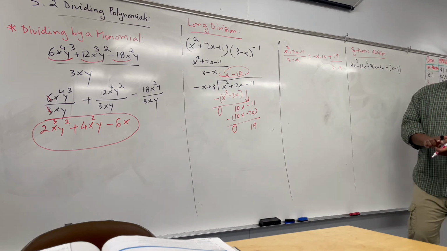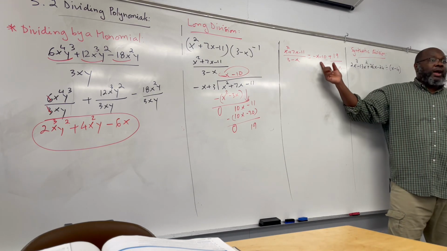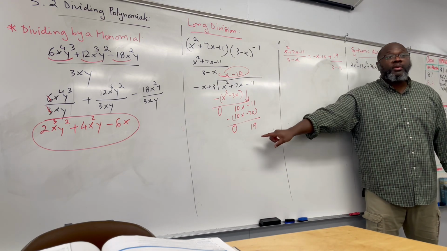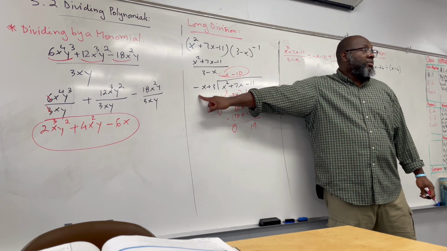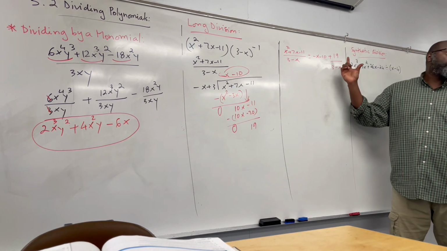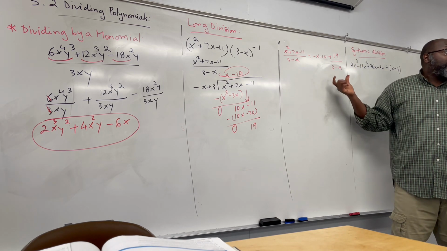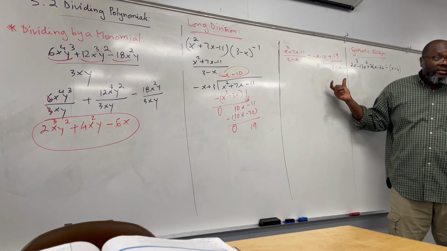We have, the division gives us this, right? But because we have a remainder, it's going to be 19 over the divisor. The reason why we don't write anything here when you don't have a remainder is because it's 0. 0 over any number is what? 0. Okay? That makes sense?